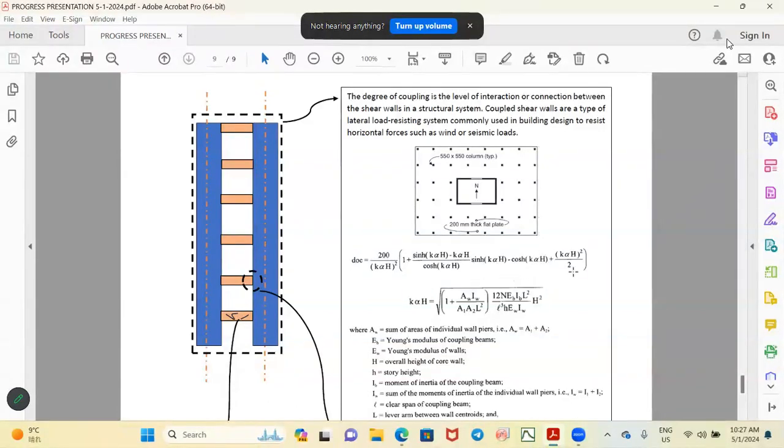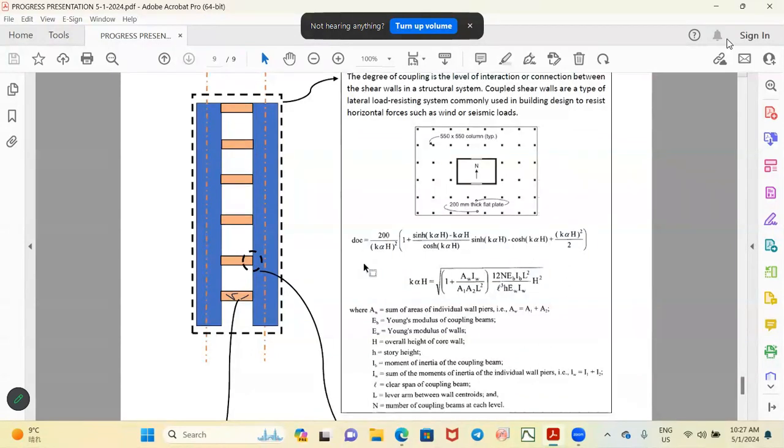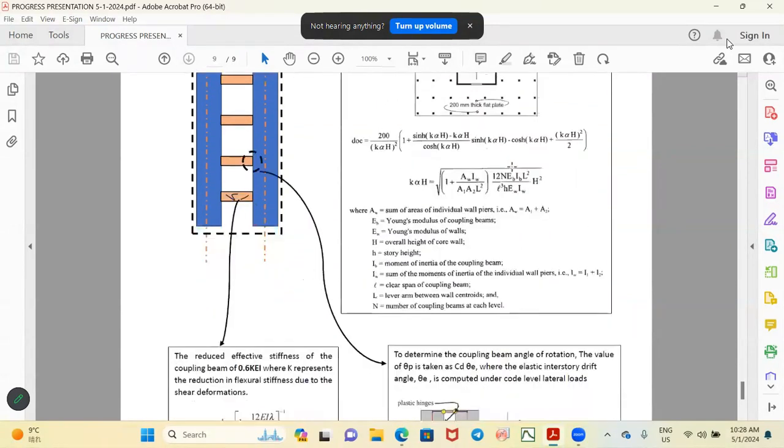This is formula number one to calculate the degree of coupling, which depends on the area of the walls and the Young modulus of the coupling beam and the RC wall. It depends also on the story height of the building, the moment of inertia of the beam, and the clear span of the coupling beam. If it's long, the degree of coupling will be different; if it's short, the degree of coupling will be higher. And the lever arm between wall centroids and the number of coupling beams for each story.